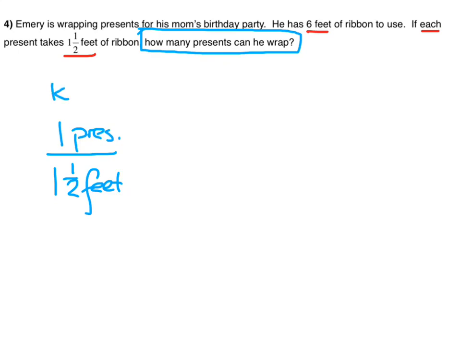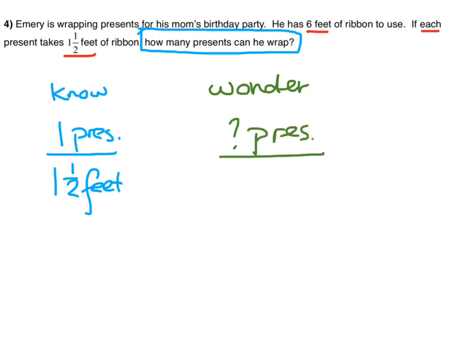So I'm going to say that I know that one present takes 1.5 feet. I'm also going to say, I wonder, and this is what I'm trying to find out. How many presents? Presents is on the top in the I know ratio, so I'm going to write question mark presents. I wonder how many presents I could wrap if I had 6 feet.